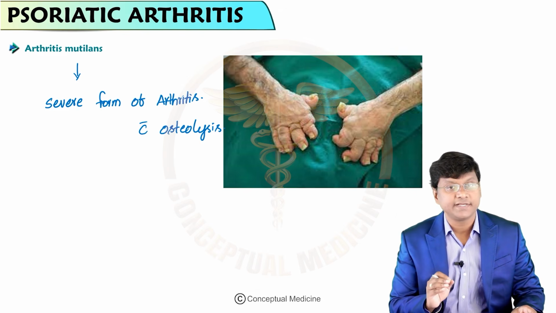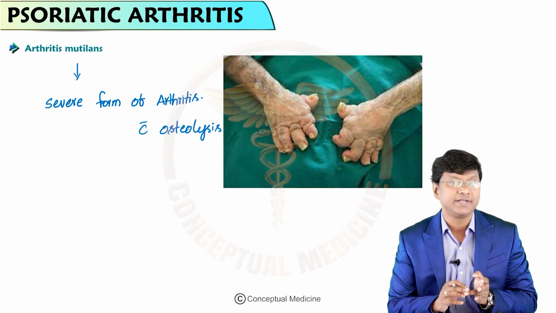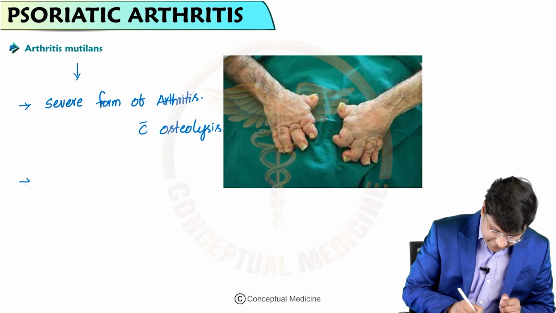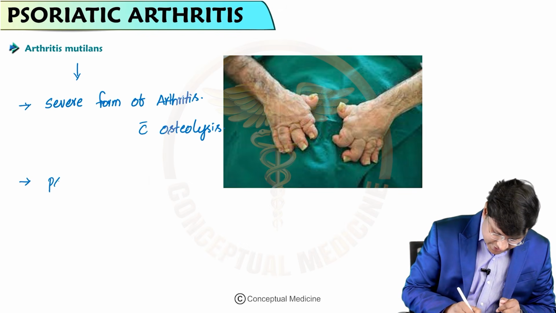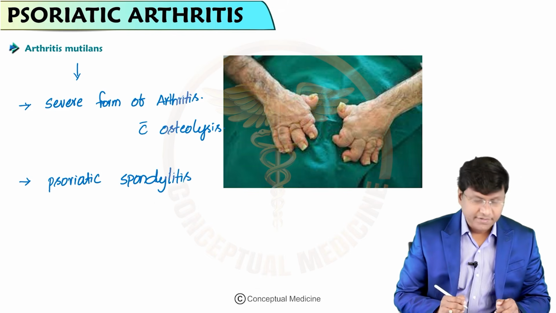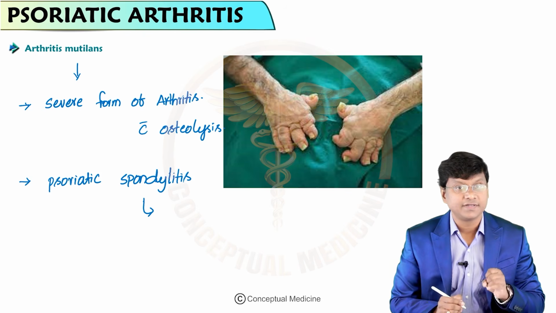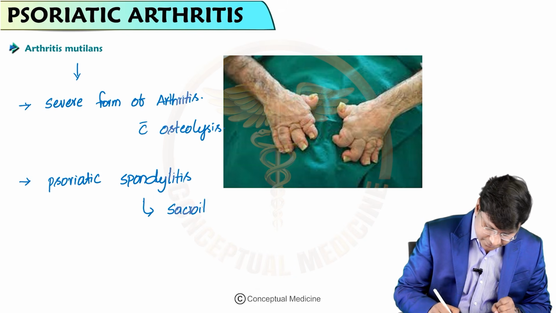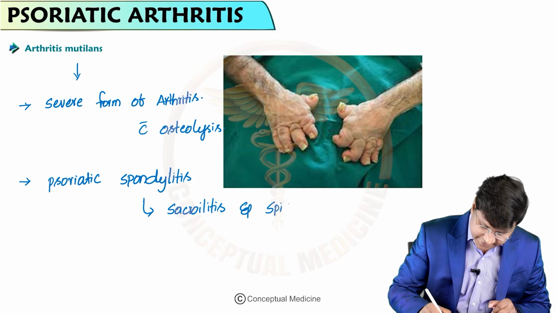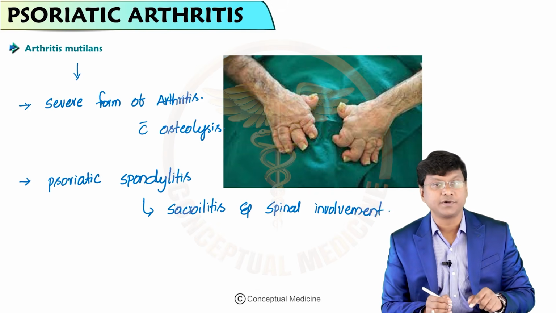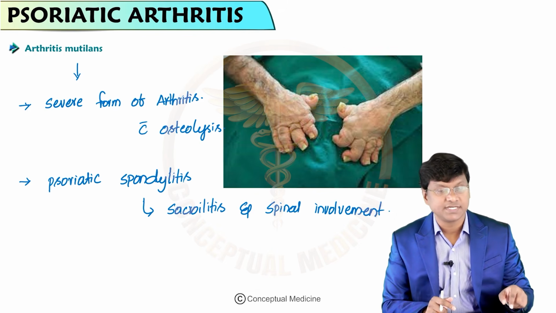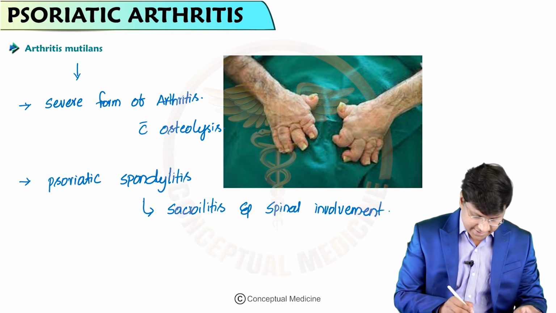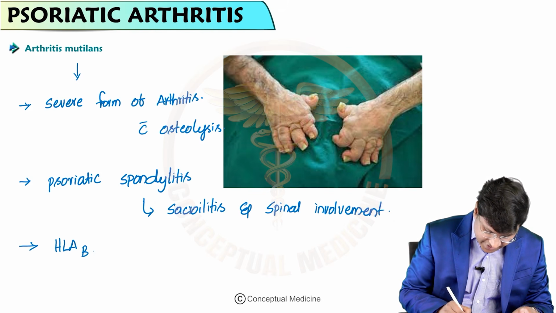Now we have a spondylitic form in which sacroiliitis and spinal involvement predominate. So we also have another form of psoriatic articular involvement, that is psoriatic spondylitis. It is the disorder where you have sacroiliitis and spinal involvement. In psoriatic spondylitis, as I am telling you, the sacroiliitis and spinal involvement predominate. And these patients with psoriatic arthritis have an HLA-B27 association.